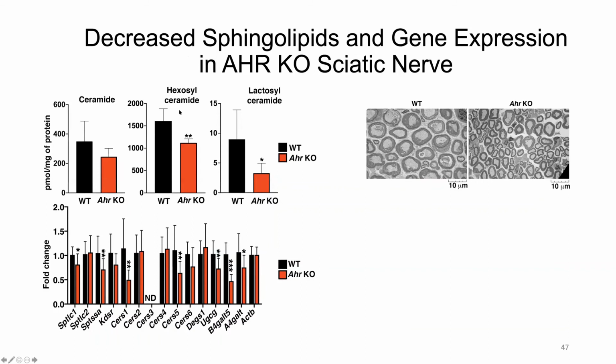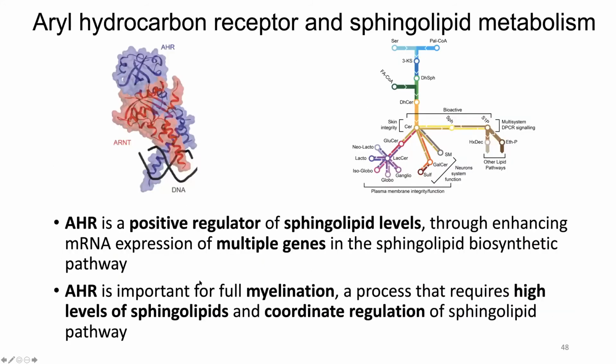And we looked directly at sphingolipid levels in the sciatic nerve of the AHR knockout mice and found that there were lower amounts of sphingolipids as well as lower amounts of sphingolipid metabolic enzyme expression. So to summarize this section, AHR is a positive regulator of sphingolipid levels through enhancing the expression of multiple genes in the biosynthetic pathway. AHR is important for full myelination, which actually had been shown before. So we weren't the first to show that, but it hadn't been linked to sphingolipid levels, which we believe is a part of this phenotype.